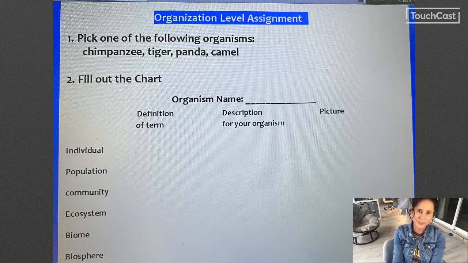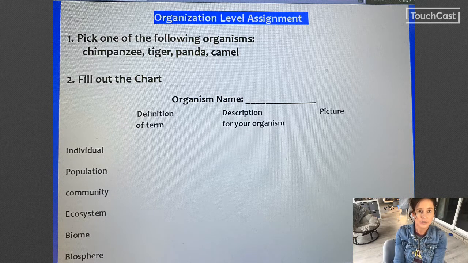Okay, so now for a little help with your homework assignment. You're going to find this on Google Docs attached to Google Classroom. You're going to have to do this for a chimpanzee, tiger, panda, or camel. I'm going to go through it with you using the prairie dog example that we've been talking about. Your chart might have to be expanded a little bigger because, as you see in the very last column, you're going to have to add pictures, and that's going to take up some space.